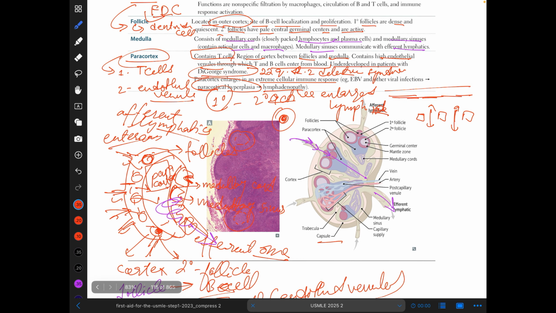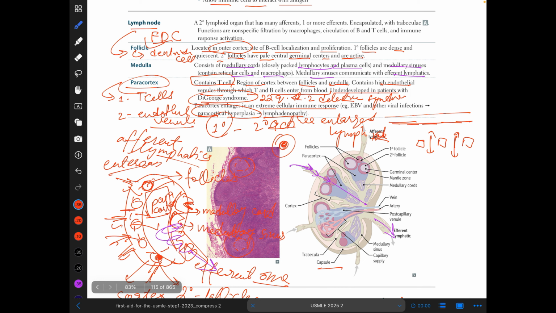The lymph node is one of the important lymphoid organs that has many afferent and one or more efferent pathways. It is encapsulated with trabeculae, and functions as non-specific filtration by macrophages, circulation of B and T cells, and immune response activation.